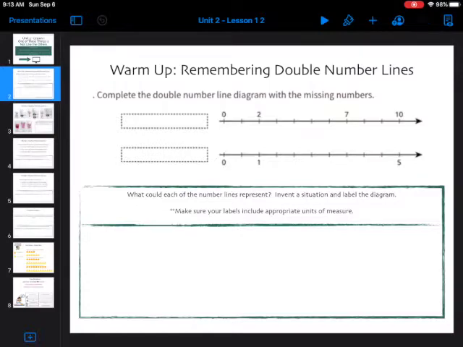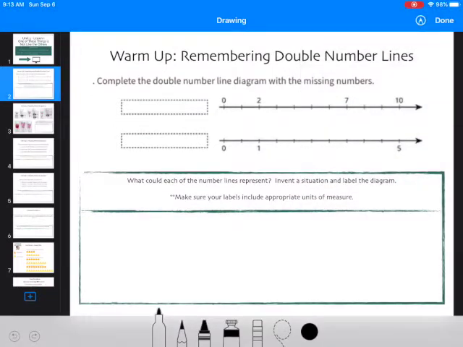So we're going to figure out what they're counting by. If you remember way back to when we were doing this last year, you look at it and you think, okay, what could they possibly be counting by? So you kind of start guessing. So the top line is counting by ones. The bottom line must be counting by halves.